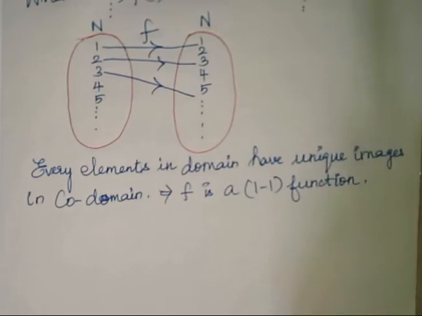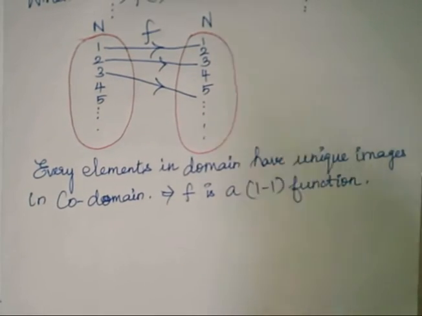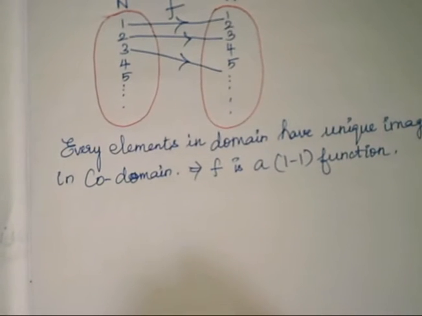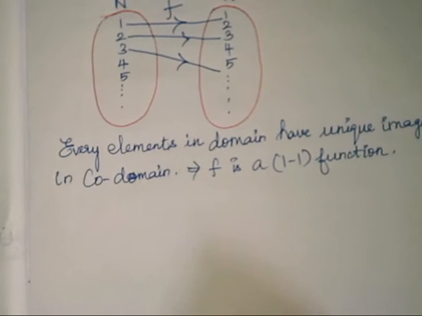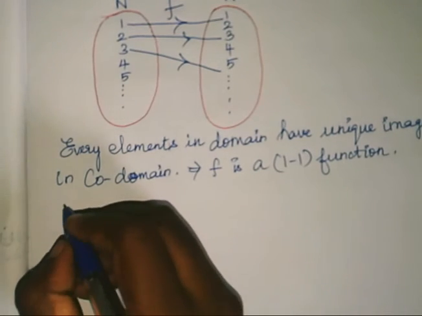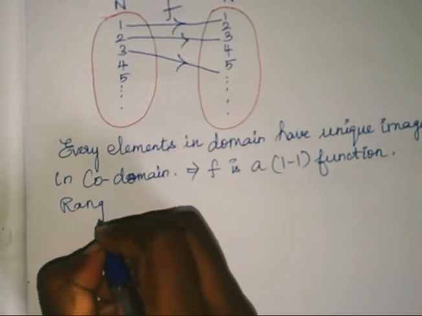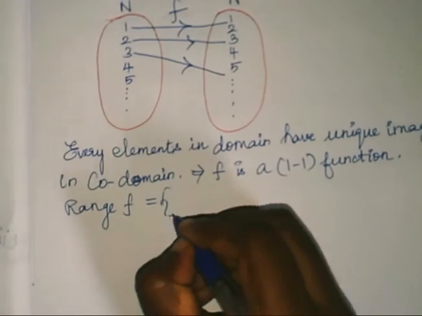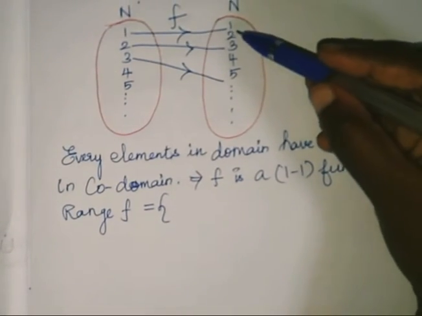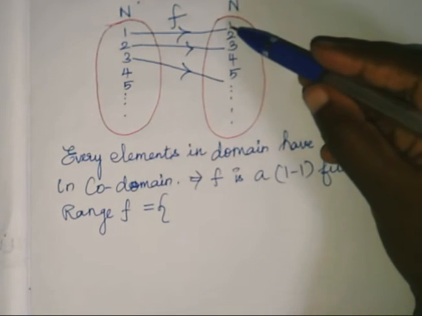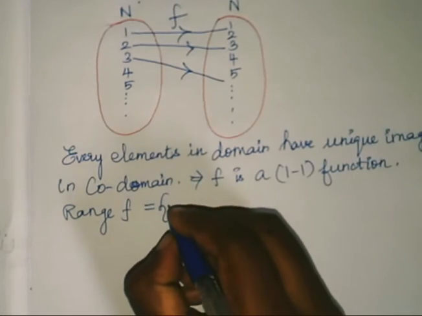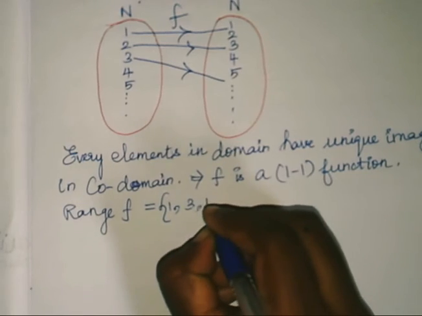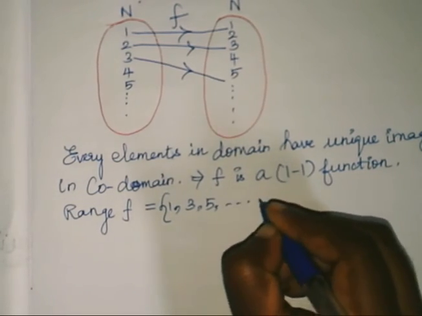But not an onto function. You have to show it's not an onto function. We can say the function is onto if the range of f is equal to the codomain. So now finding the range for this function. The range of f is equal to the elements which are associated: 1, 3, 5, which means the odd numbers 1, 3, 5, 7 and so on.